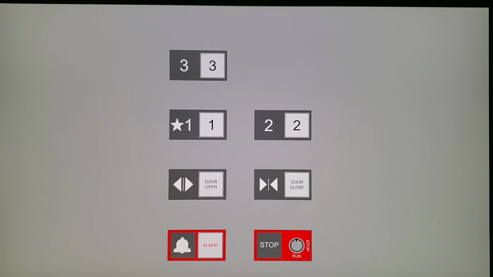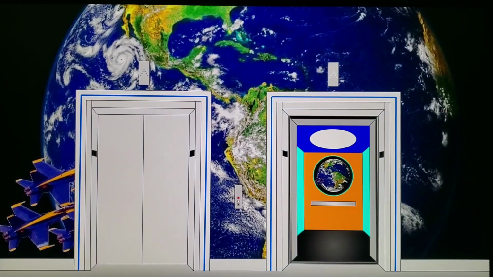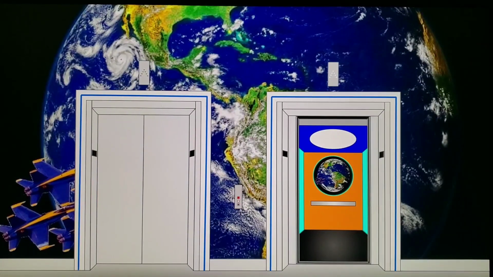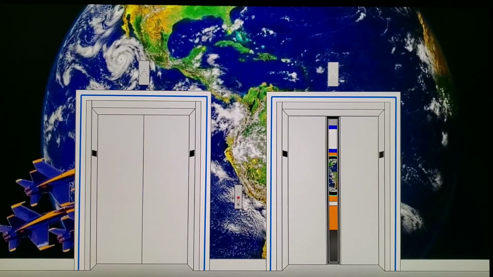Gotta love YMCA from the village, people. And this thing takes a while to level. Is your stop run switch, alarm. And there it goes.